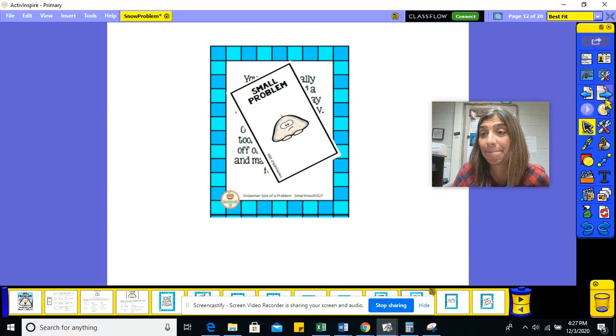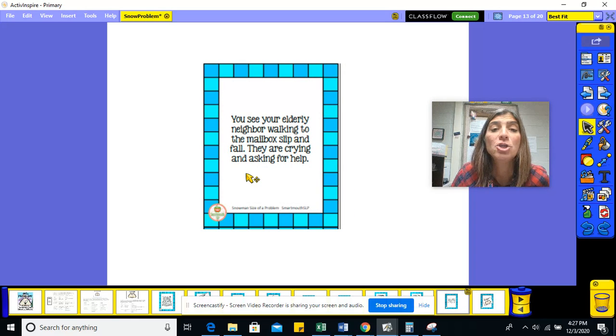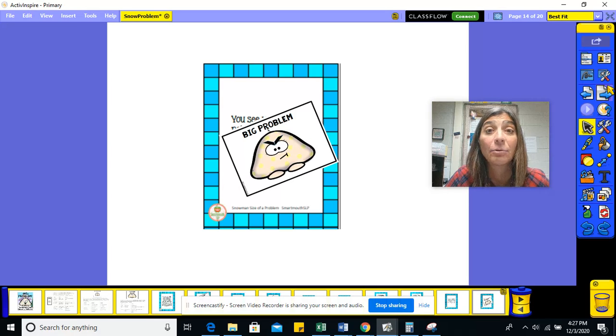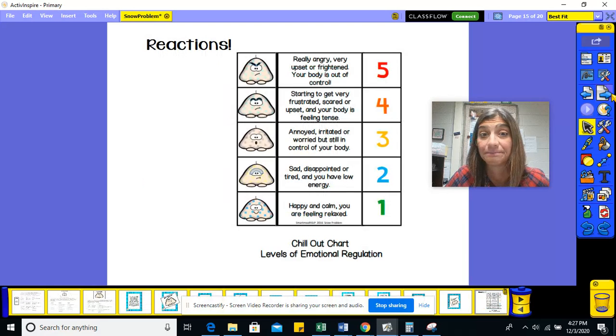Small problem. All right. You see your elderly neighbor walking to the mailbox and they slip and fall. They are crying and asking for help. Everybody say it with me. Big problem. Laying down in the driveway, you see them slip. Call 911, please. You're crying for help. Scary.